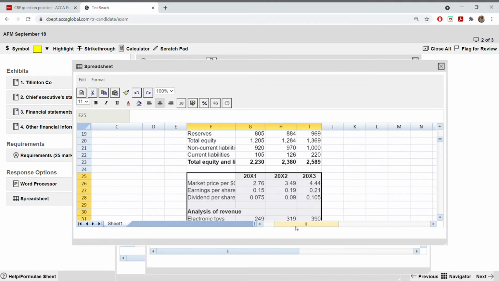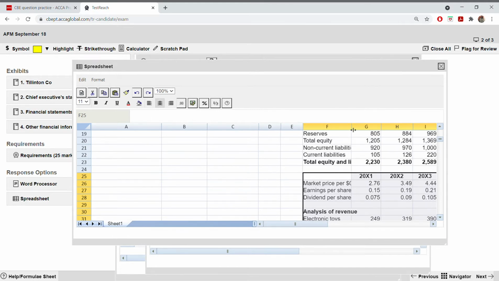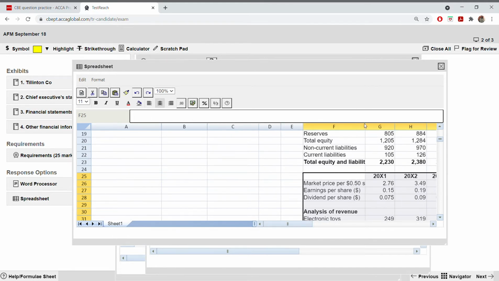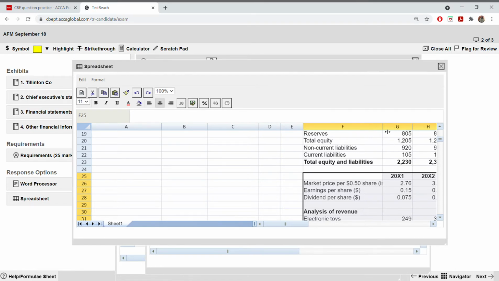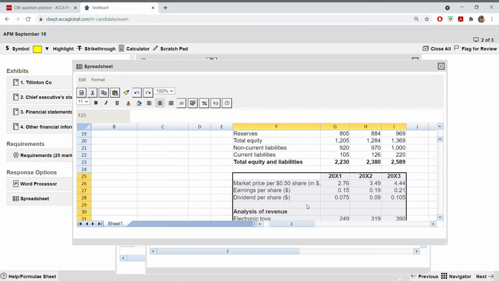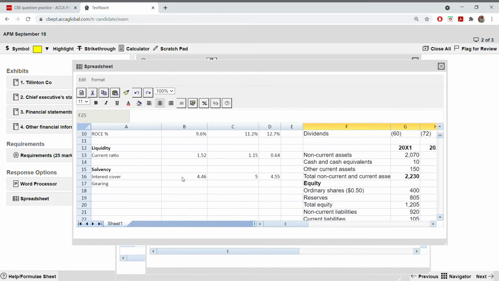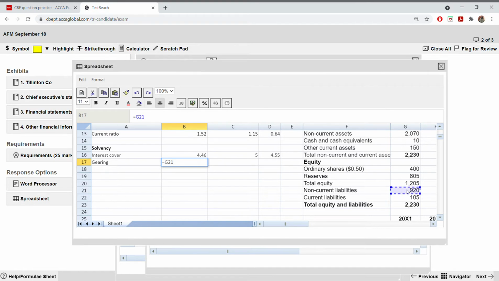Paste. So here gearing equal to, what is it? Non-current liability. Your non-current liability is your non-current liabilities only, because long-term debt you have to take for gearing. No short-term debt, that's why we are not taking current liability, divided by non-current liability plus your market value of share capital.